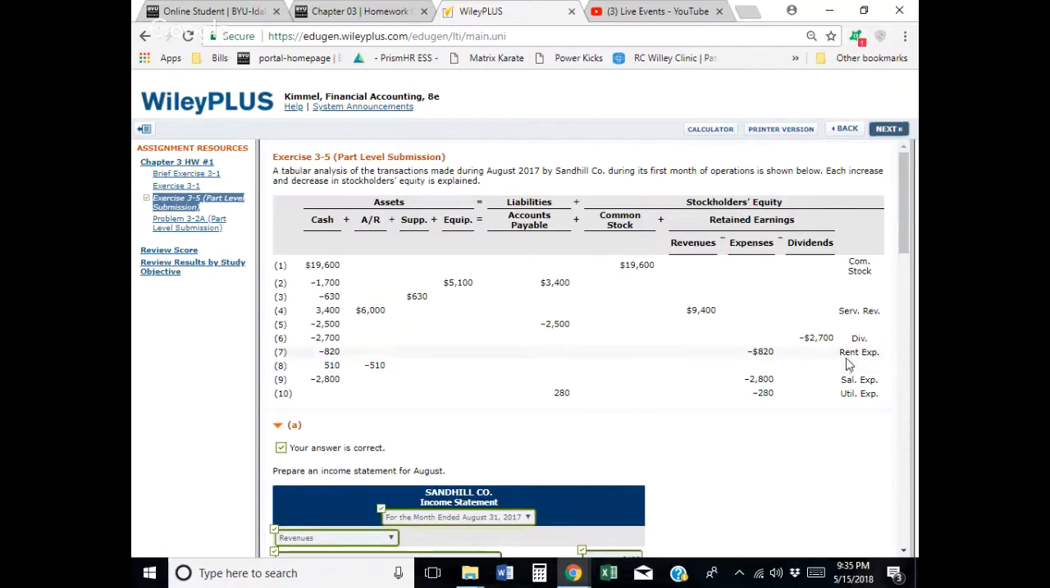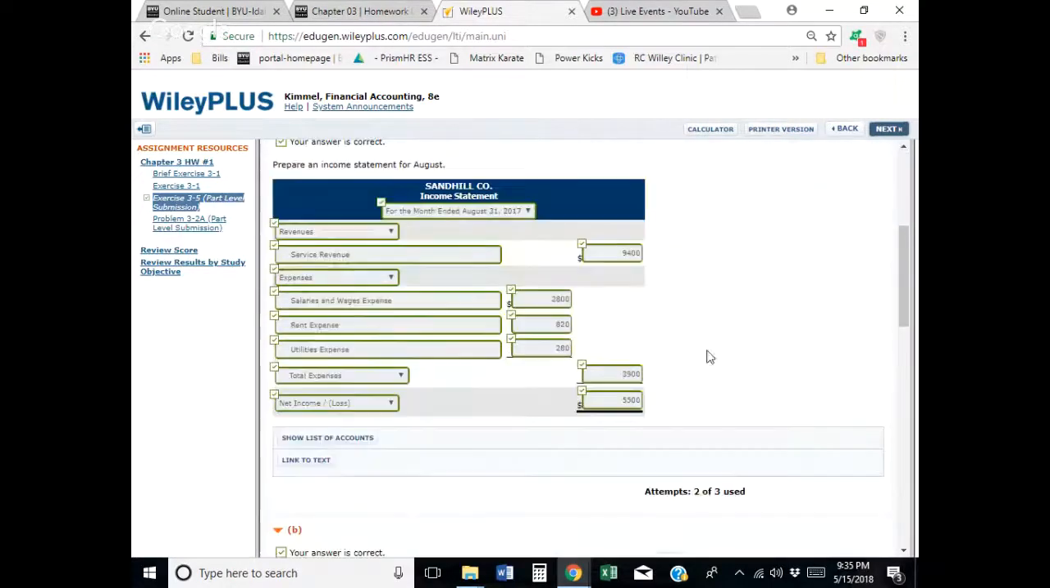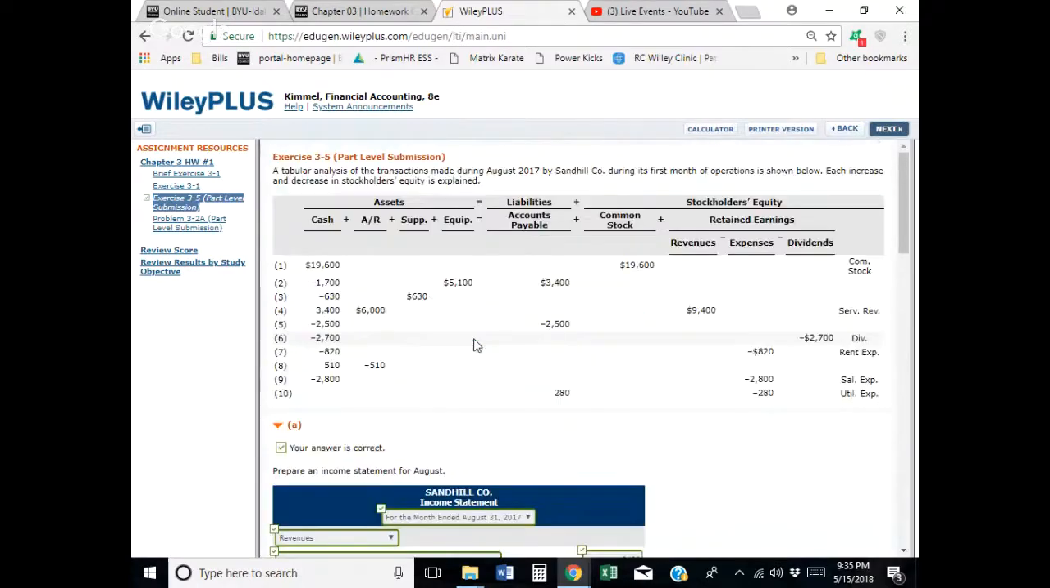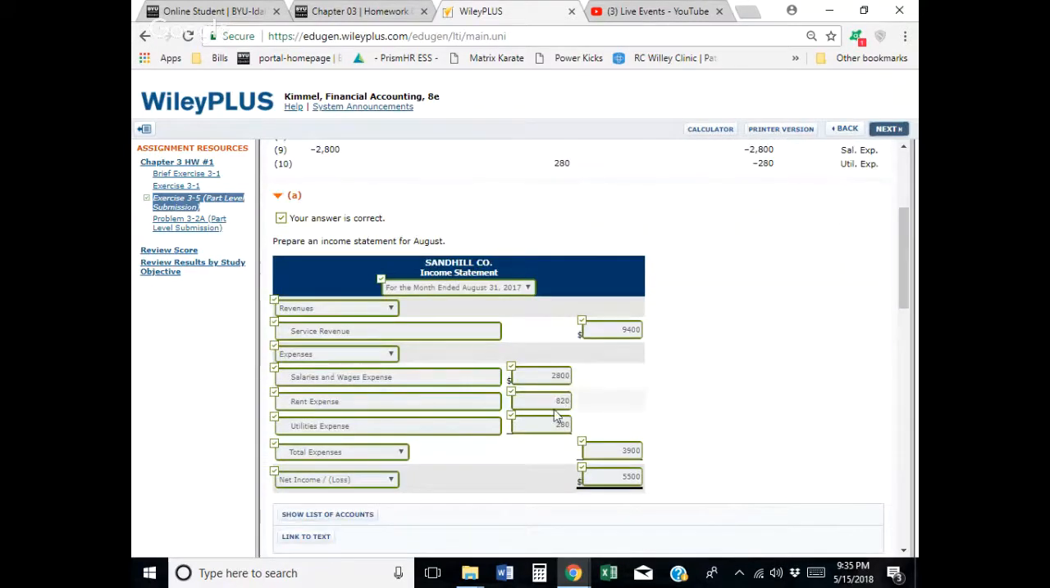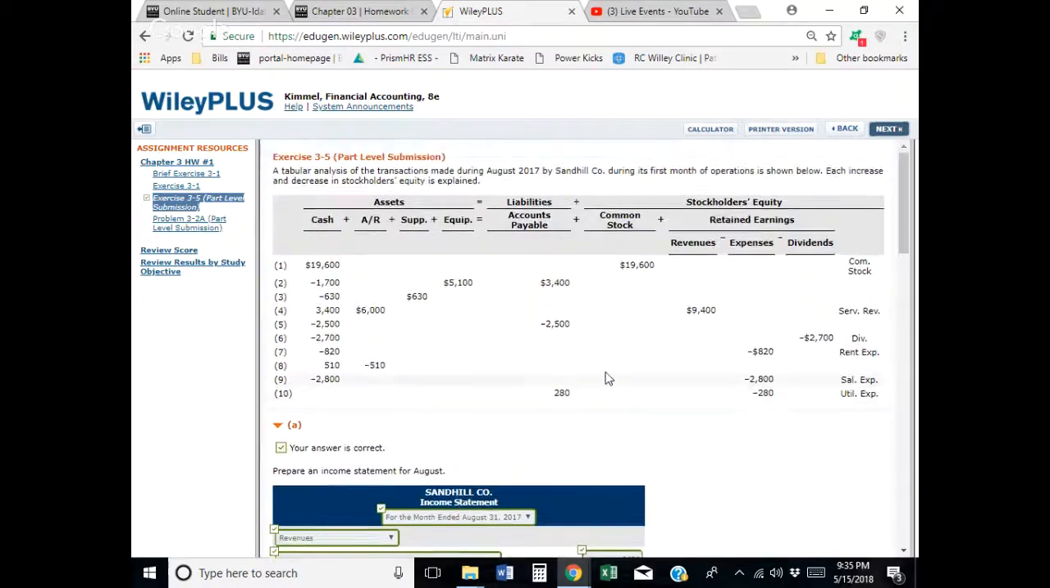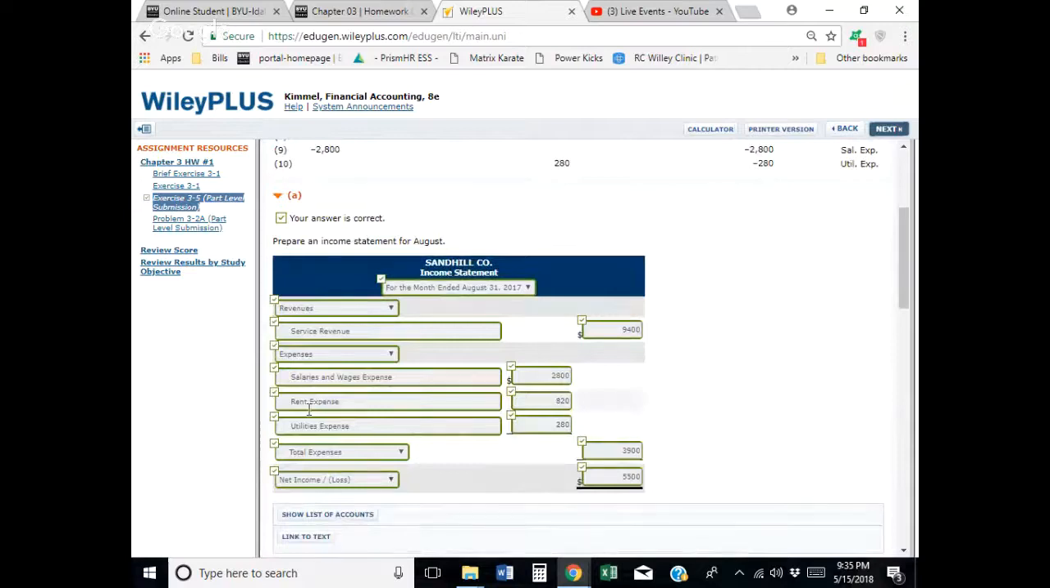Next, rent expense. Come here, rent expense on the second one, and come back up. See the rent was $820. So you have 820 right here. Last one, come back up here again. The utilities expense. And see here it's $280, so 280 right here.